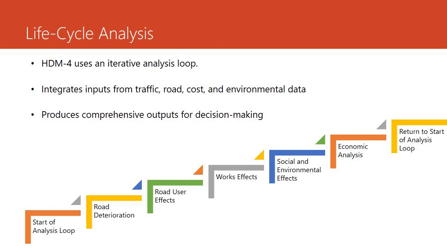With all these components, HDM4 performs the economic analysis. It calculates key indicators like net present value, internal rate of return, and benefit-cost ratio, comparing alternatives against a base case. Finally, the model returns to the start of the loop, progressing to the next year in the analysis period, and repeats the cycle until the full life cycle is simulated.